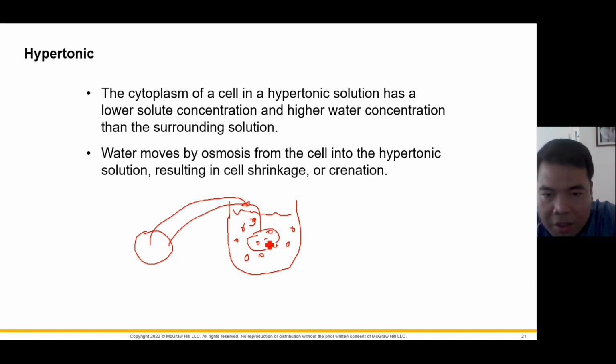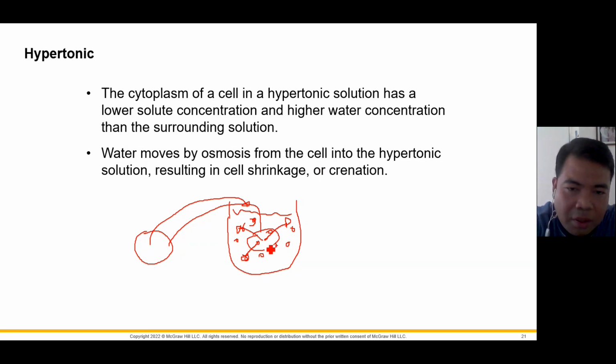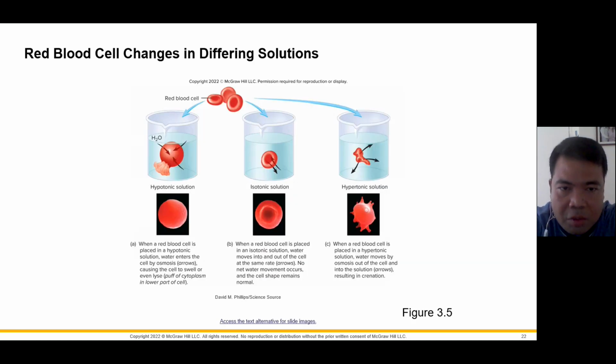The water inside the cell will move out going into this hypertonic solution. Lalabas ngayon yung tubig from inside the cell, pupunta dun sa solution where you submerged it. Water moves by osmosis from the cell into the hypertonic solution. Eh, di nabawasan ng tubig sa loob ng cell natin. Therefore, the cell will shrink. And that process of cell shrinking or shrinkage is called crenation. And that is what will happen if you place the cell in a hypertonic solution.